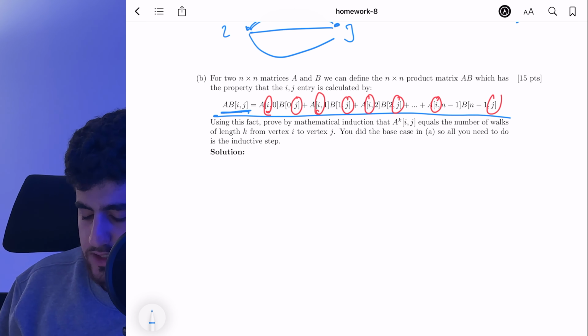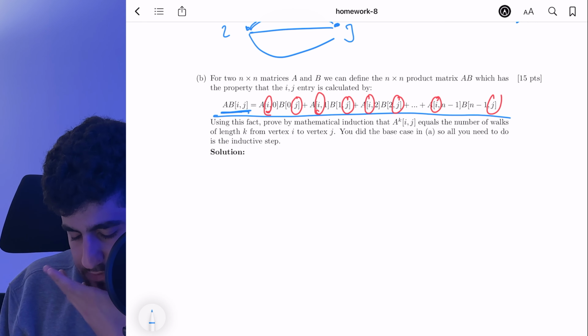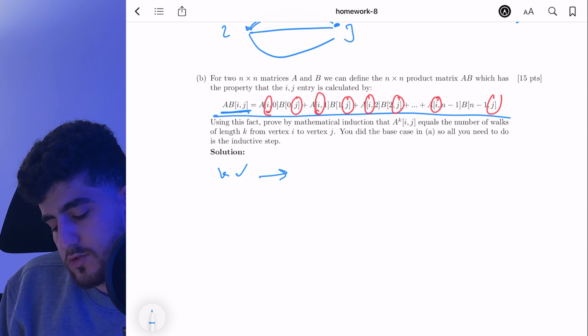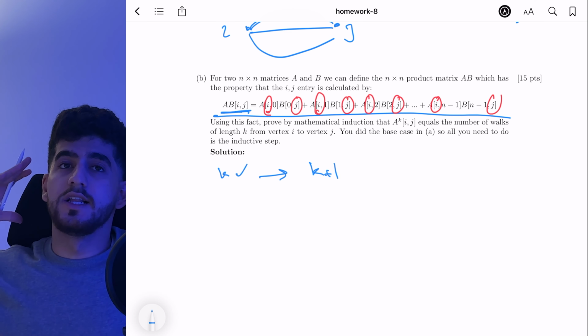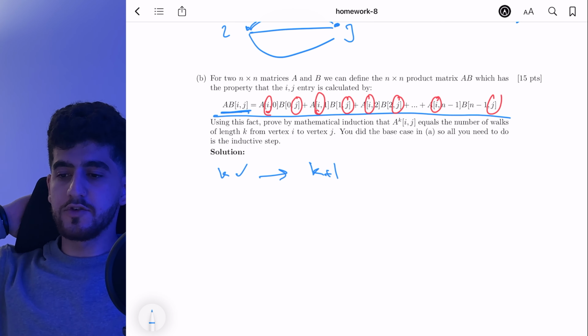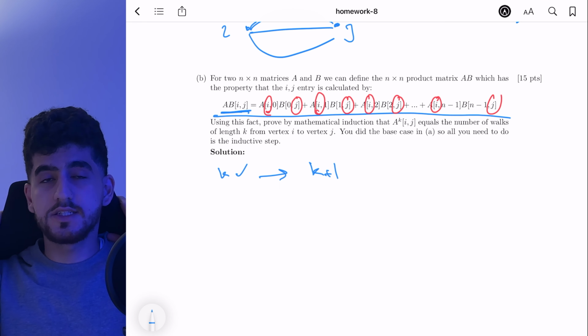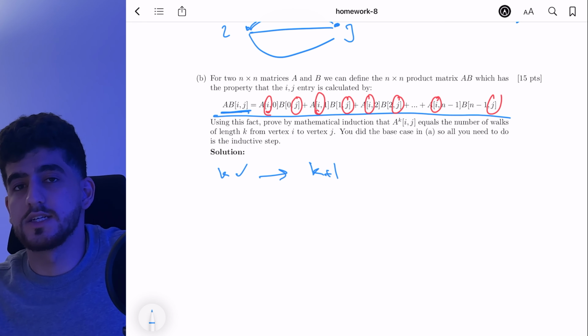So we did the inductive base. Now we need the inductive step. We know that for k something is correct, is true. We want to show that for k plus 1 it is always true. Now you might ask why k is true when we haven't shown that k is true. And then I strongly urge you to watch my video about induction.